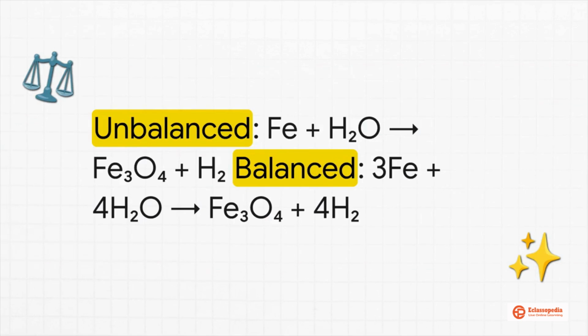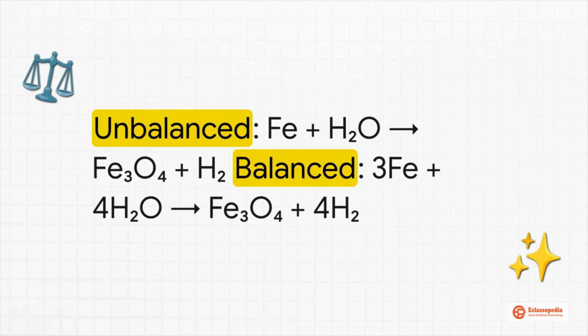Let's actually see that process in action. In the unbalanced equation for iron reacting with water, we've got one iron atom on the left, but 3 on the right. No way! That completely violates the laws of physics. So, by using our hit and trial method, we add coefficients.